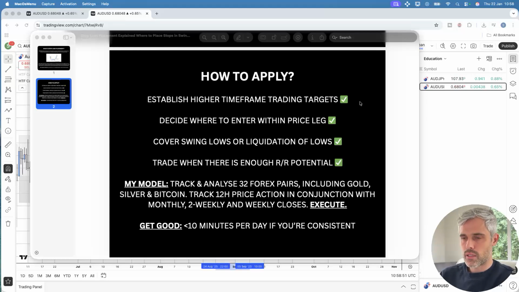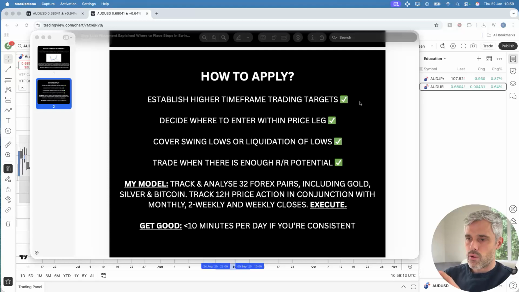So my model is that I track and analyze 32 Forex pairs. This includes gold, silver, Bitcoin, and I'm tracking 12-hour price action in conjunction with higher time frame ideas. So monthly, 2-weekly, weekly, sometimes even a 3-monthly candle. And I just execute. And once you get good at this, you can do it in 10 to 15 minutes a day.